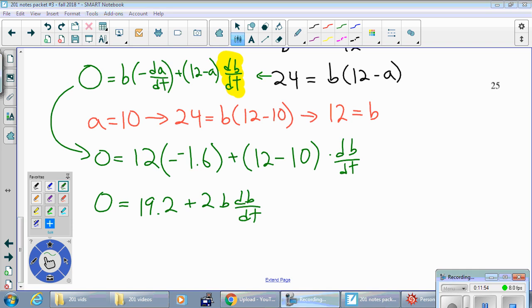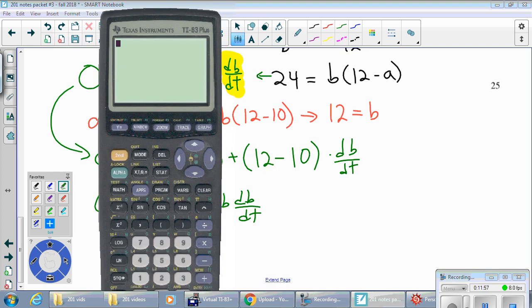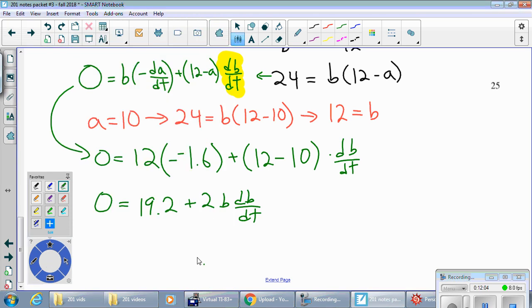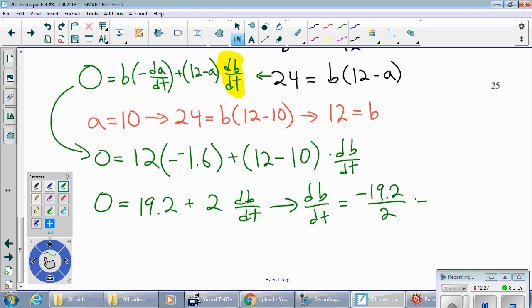Just going to check my work there to make sure that we're good to go. Okay. And then subtract the, oh, this should not be 2B, this is just 2. And then subtract the 19.2 and divide by 2. And so we get dB/dt equals negative 19.2 divided by 2. All right, subtract and then divide. So is that 9.6? Negative 9.6.